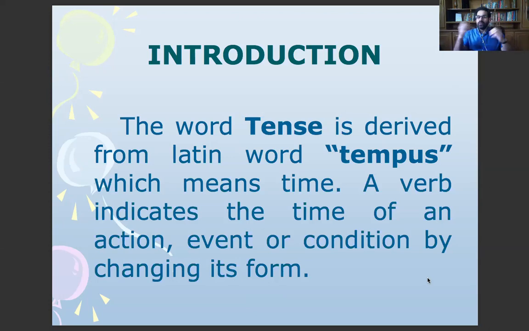Tenses, the word itself was taken from Latin, from tempus, which means time. A verb indicates the time of an action, event, or condition by changing its form. The verb is basically an action which tells. So the verb plays a key role in that.